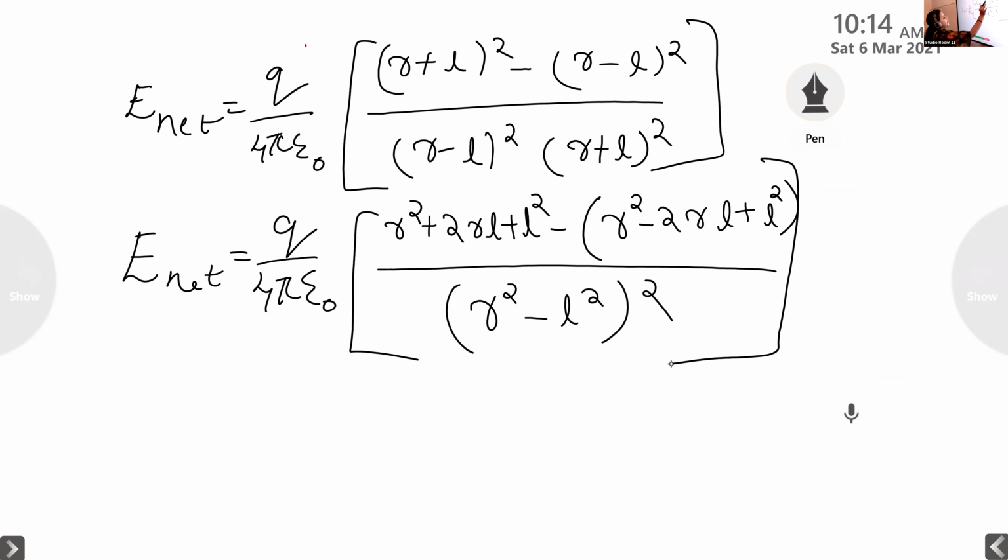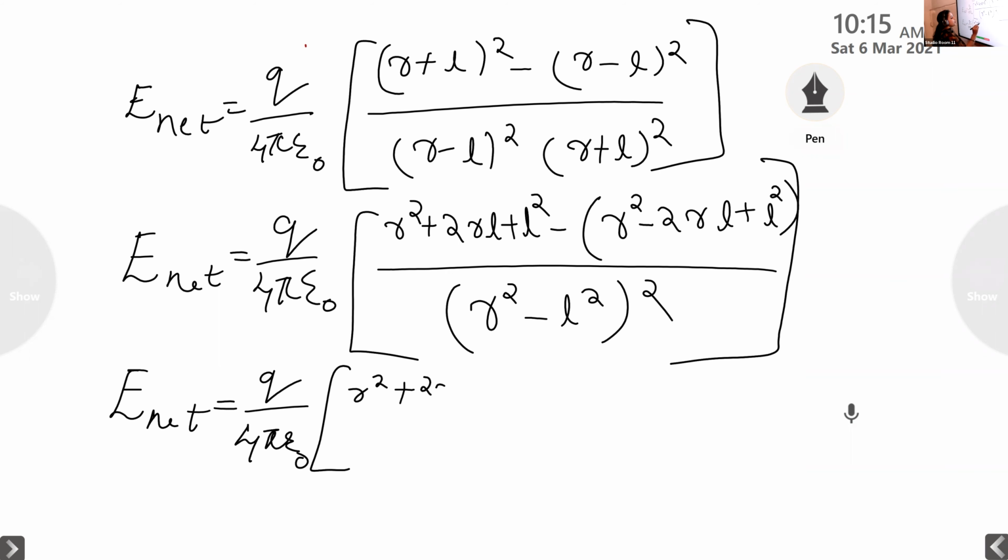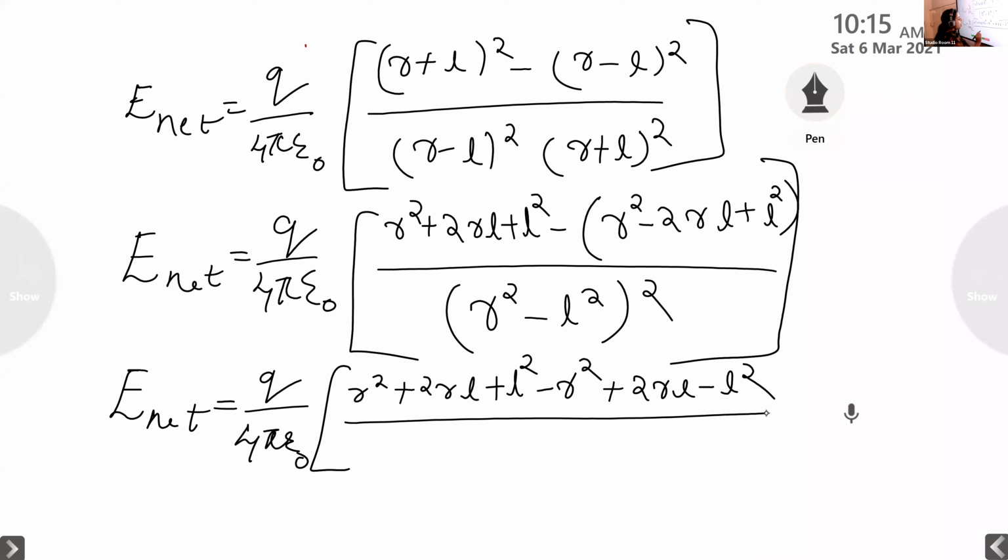Now we can take this minus inside. Then the net electric field is equal to Q divided by 4 pi epsilon 0 into R square plus 2RL plus L square, minus R square, minus of minus 2RL that is plus 2RL, minus of plus L square that is minus L square, divided by R square minus L square the whole square. Is there any doubt in this step?